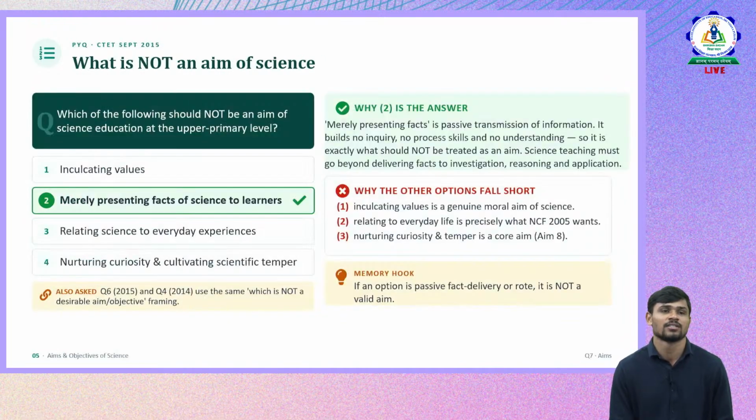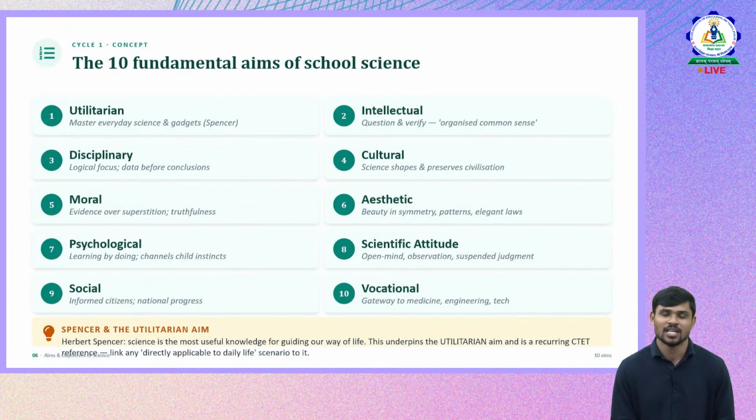Let us go through the options. Which of the following should not be an aim of science education at primary level? Merely presenting facts of science to learners. That is not the aim. The rest of the options: inculcating values, definitely. Relating science to everyday experiences, that is also an aim. Nurturing curiosity and cultivating scientific temper, this is also an aim. So what is not the aim here? Merely presenting facts of science. If you look at the aims of science, you will understand here what the aims of science are.